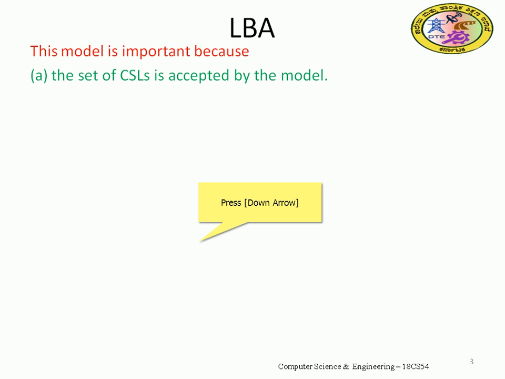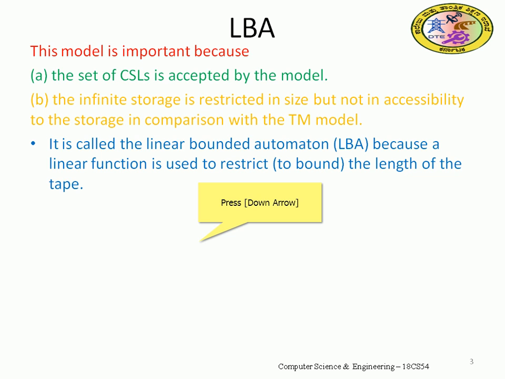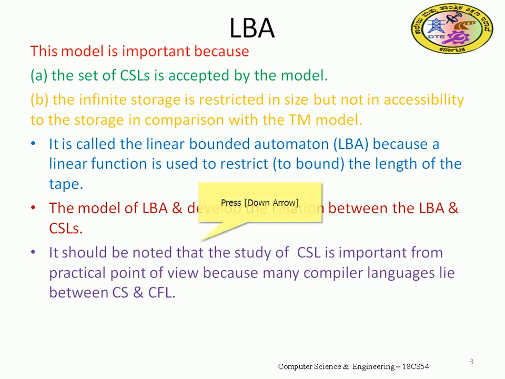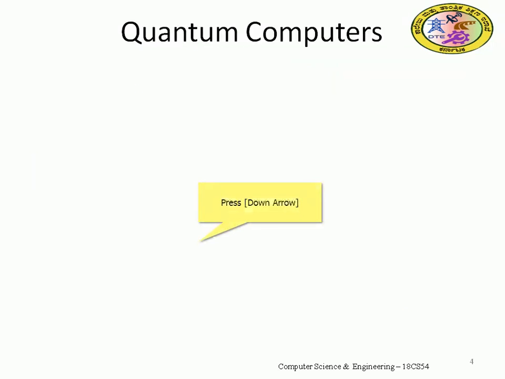So that concept is the set of context-sensitive languages, by the model, with the infinite tape restricted to a finite tape length. That is the Turing machine model. The linear function decides the length of the tape. The relation between linear bounded automata and context-sensitive languages should be noted: the language class lies between context-sensitive and context-free languages. It is a non-deterministic Turing machine which has a single tape whose length is not infinite, but bounded by a linear function.